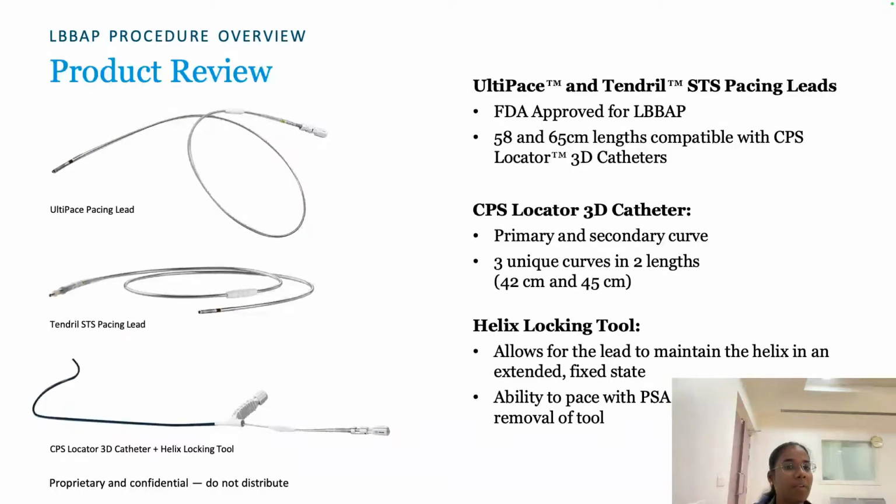Along with that, we have the CPS Locator 3D catheter, which comes in three sizes, which we will look at in the next slide. And we have the helix locking tool. It is a stylet-driven lead, which has a helix. When we extend the helix and advance the catheter, the helix might get retracted. So this helix locking tool is fixed at the end of the lead, which will not allow the lead to retract or torque torsion to happen while we are advancing into the catheter.